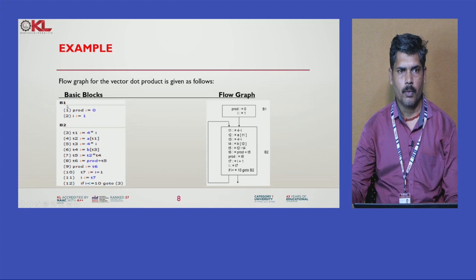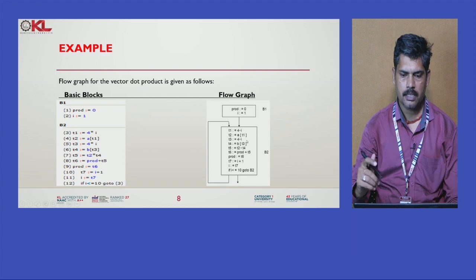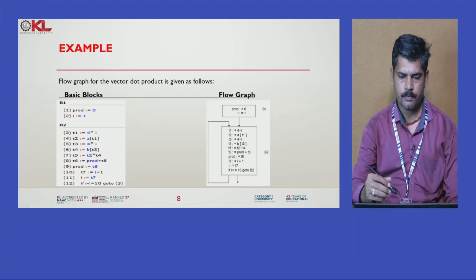That is, block B1 contains initial values, and block B2 is the body of the loop. Coming to the flow graph, B1 flows into B2 and it iterates from 1 to 10. It can repeat 10 times. That means it shows the looping statement.